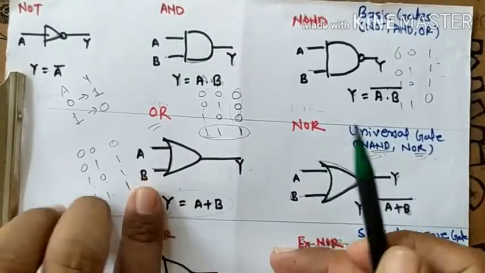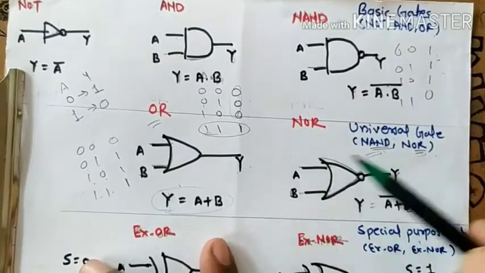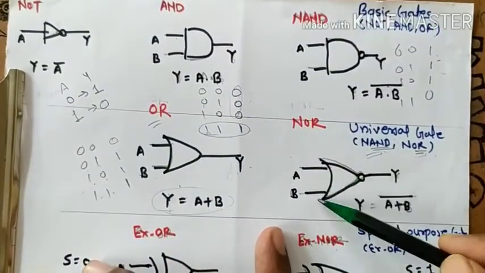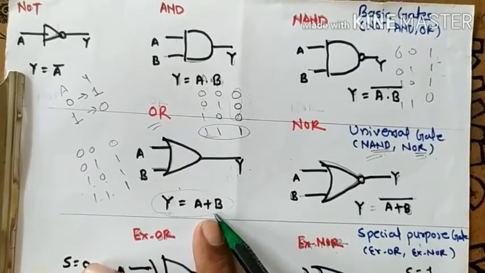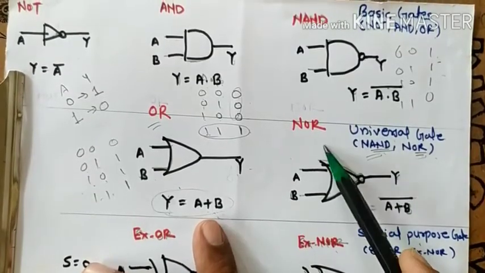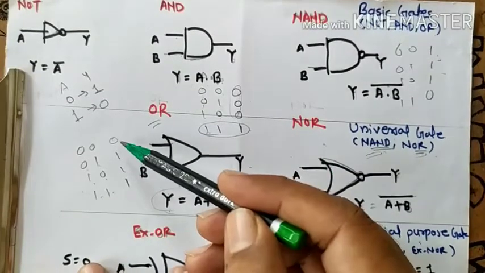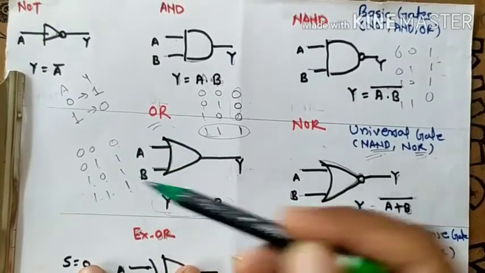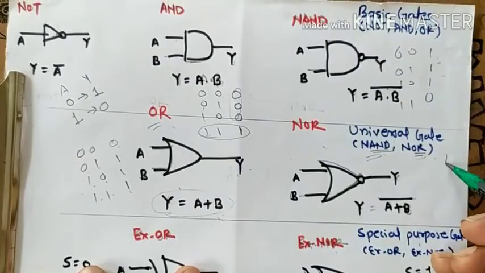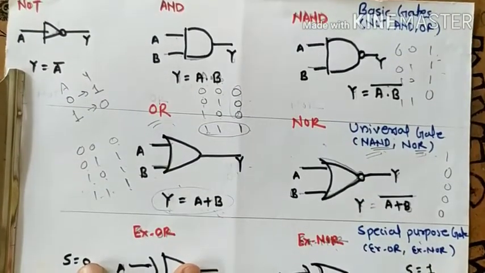See, the same way we are seeing the OR gate. The OR gate has 2 inputs, 1 output. The NOR gate also has 2 inputs, 1 output. But whatever the output coming from the OR gate, the NOR gate gives its inverse. See, if we are getting the output of the OR gate as 0, 1, 1, 1, then the output of the NOR gate is 1, 0, 0, 0. So it is inverse.